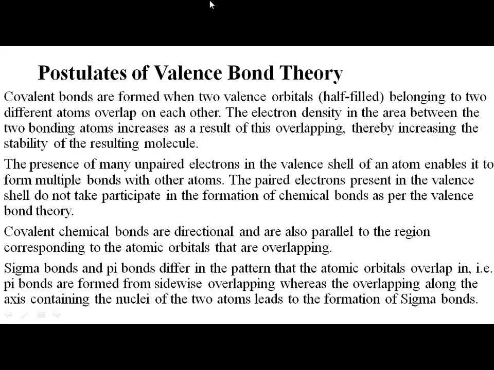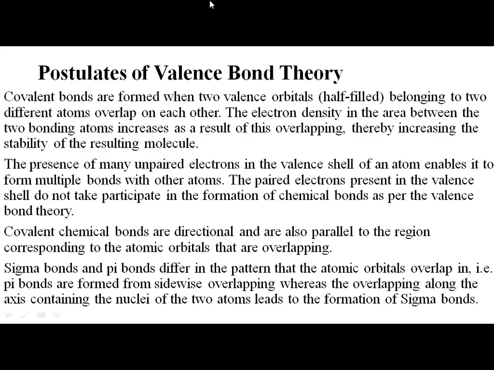So when the atoms are approaching nearer, the orbitals of the atoms will overlap. Therefore, I said the atomic orbitals overlap on bond formation. As the overlap is more, stronger will be the bond. This is what VBT says. Okay, let us see. Covalent bonds are formed when 2 valence orbitals belonging to 2 different atoms overlap each other. The orbitals must be half filled, because if they are completely filled, they will not overlap, right? They must be unpaired. Valence orbitals half filled means unpaired.